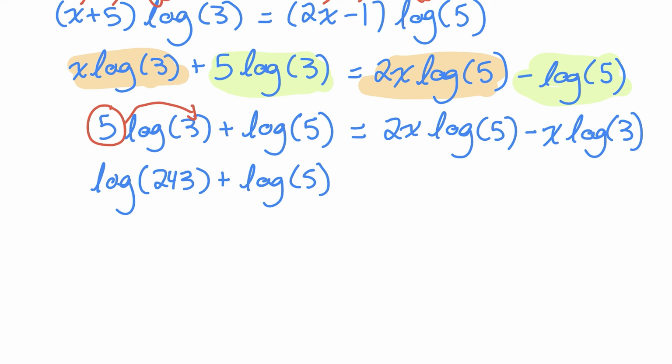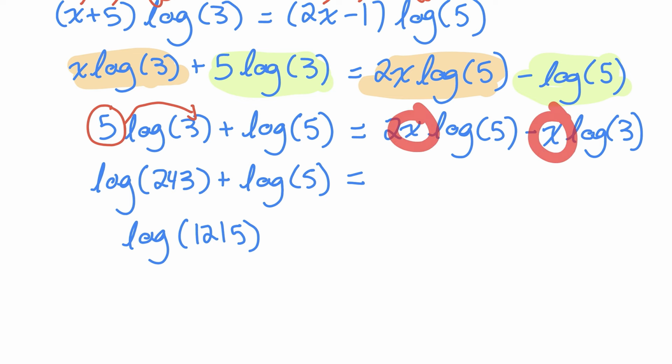Now I can combine these two logs that are being added with the same base by keeping the base the same, keep the base 10, and multiply the arguments. 243 times 5 is 1215. Now on the right side of the equation, you should notice that both terms have an x. So you should common factor out an x from both terms.